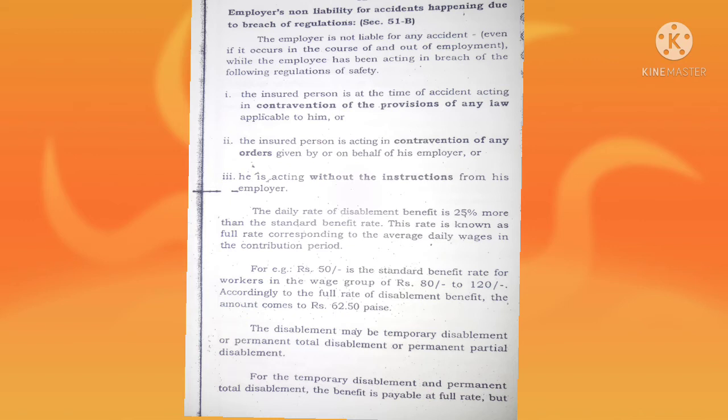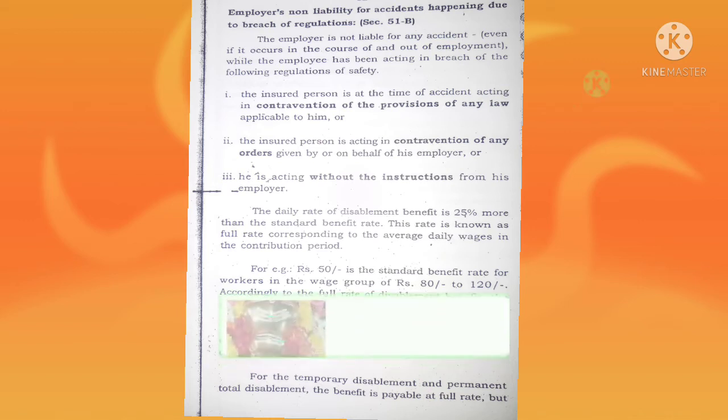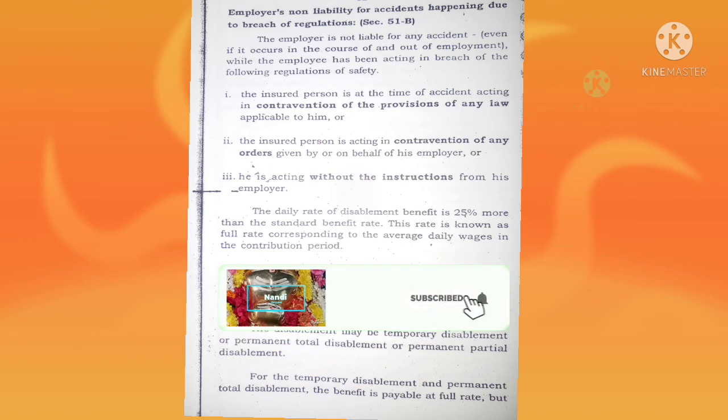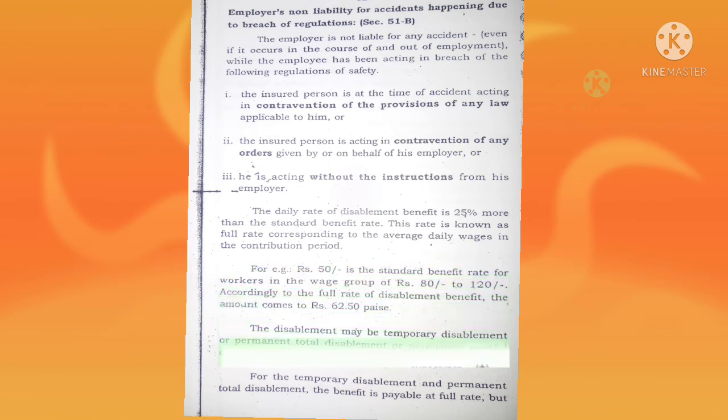The daily rate of disablement benefit is 25% more than the standard benefit rate. This rate is known as the full rate, corresponding to the average daily wages in the contribution period. So, for example, rupees 50 is the standard benefit rate for workers in the wage group of rupees 80 to 120. Accordingly, the full rate of disablement benefit comes to rupees 62.50 paise.